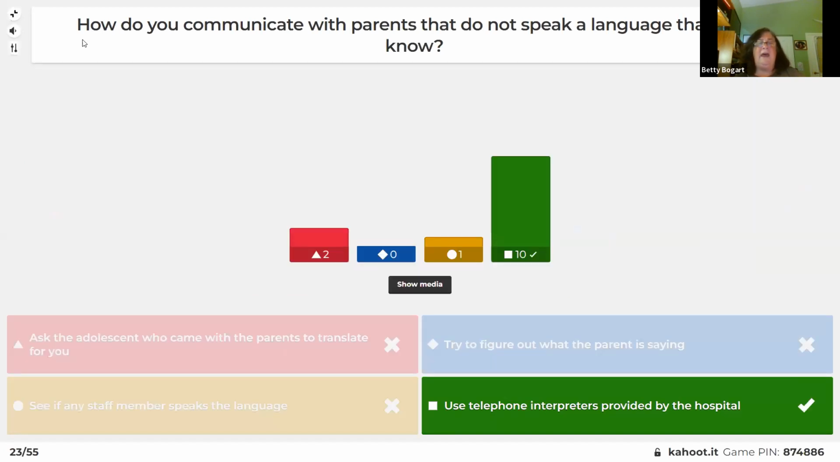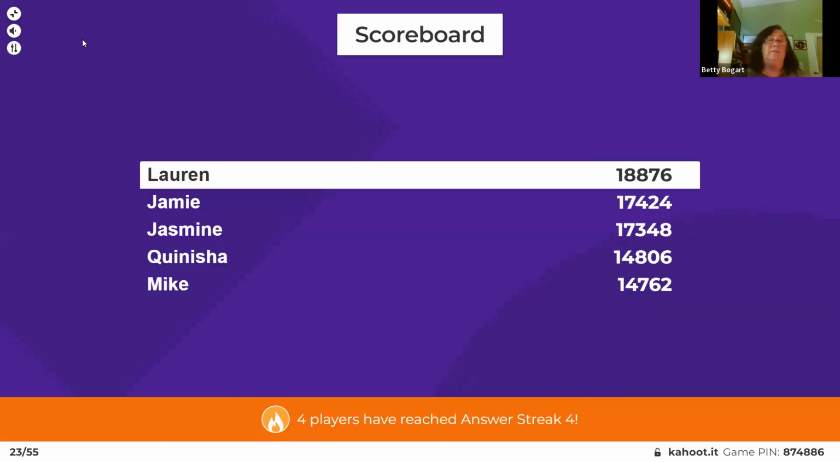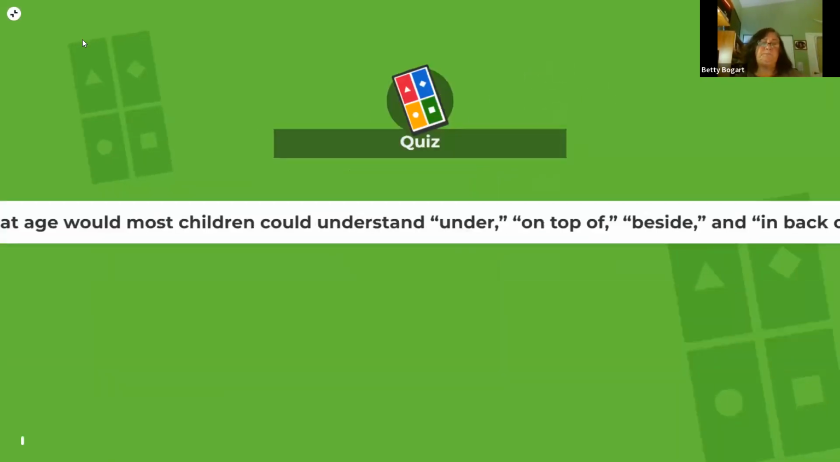So you're not going to have an adolescent or family member try to do the interpretation, because they put in their own feelings in what they're interpreting. If you use those telephone interpreters, it's verbatim, word by word, what they're saying, because you don't want anybody else's feelings in it. You only want exactly what was said, okay? So always use those interpreter phones, unless there's somebody on staff that speaks that language.